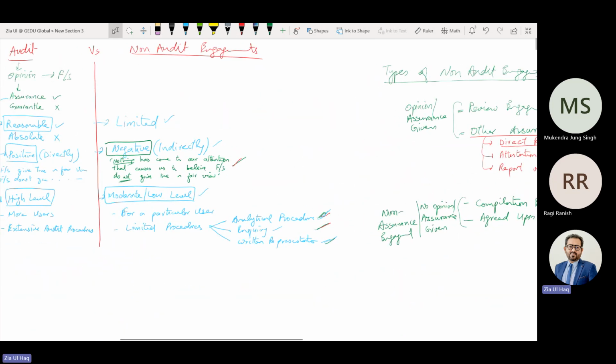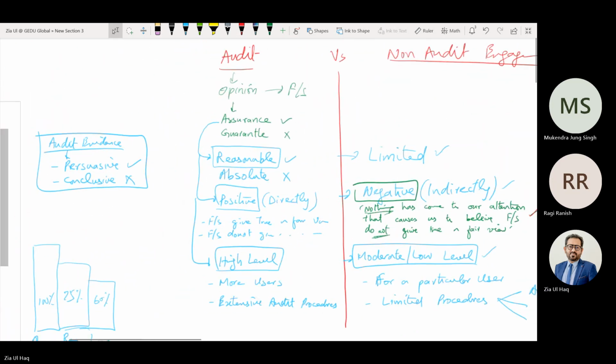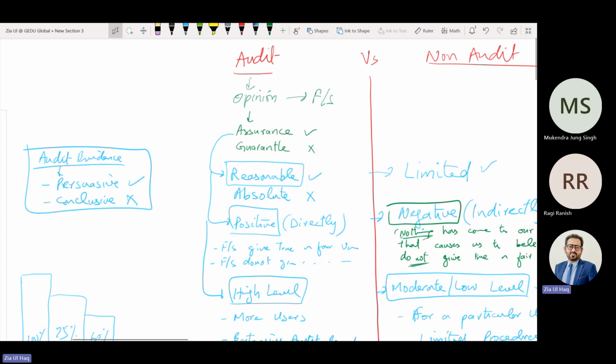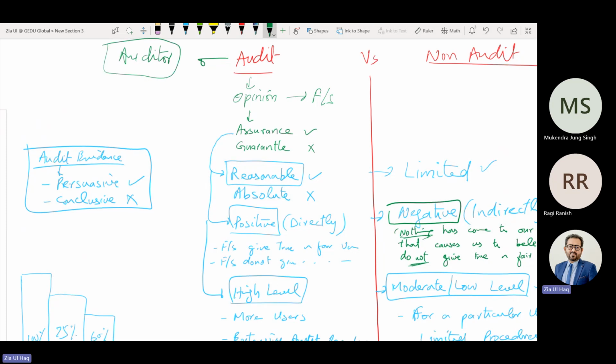Who conducts audit? Auditor. To conduct audit, it is necessary you must be auditor. The word auditor means member of any professional body who has been assigned a license from the body to operate as auditor. We will become auditor after becoming a member with ACCA.